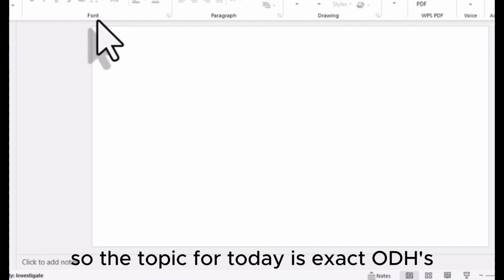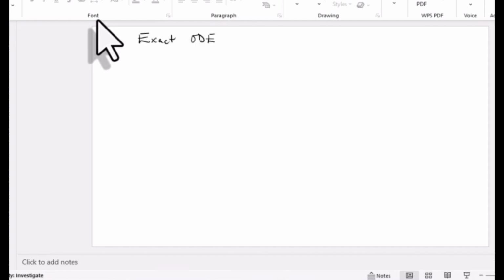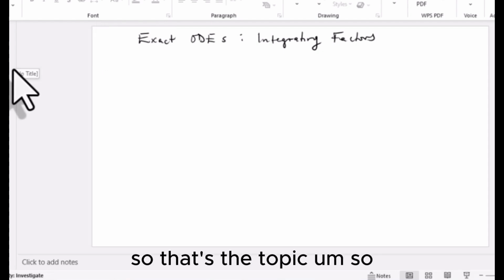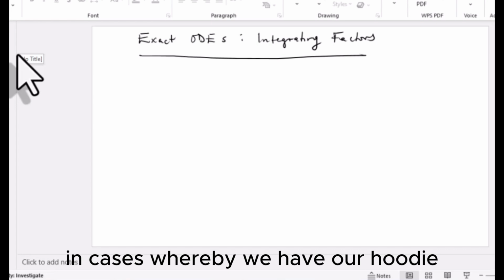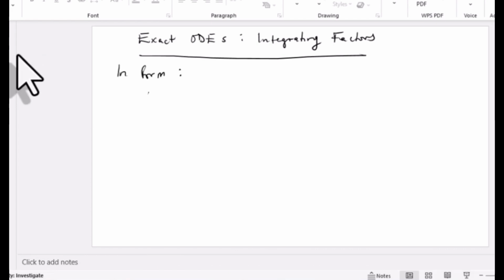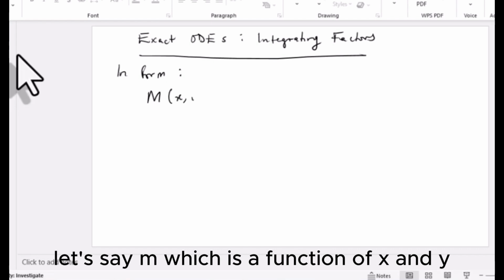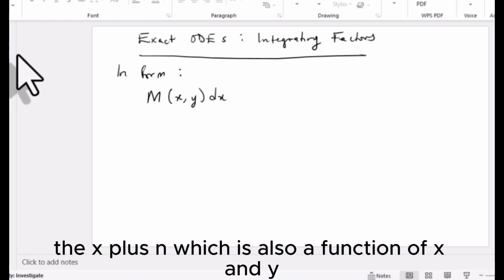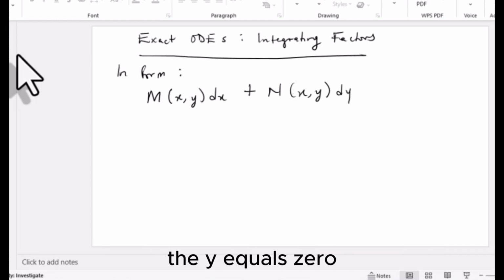So the topic for today is exact ODEs, then integrating factors. So that's the topic. In cases whereby we have our ODE in the form of, let's say M, which is a function of x and y, dx plus N, which is also a function of x and y, dy equals 0.